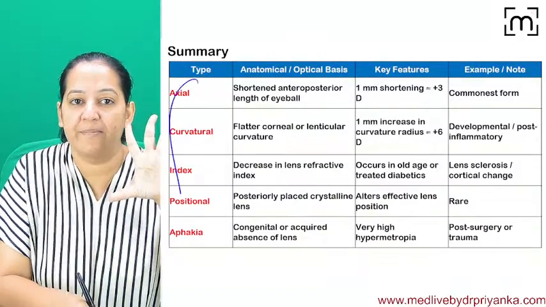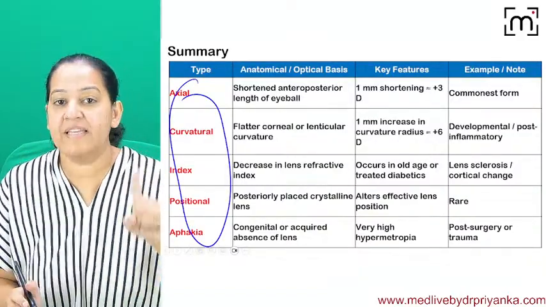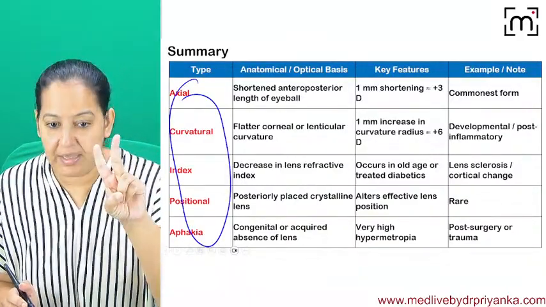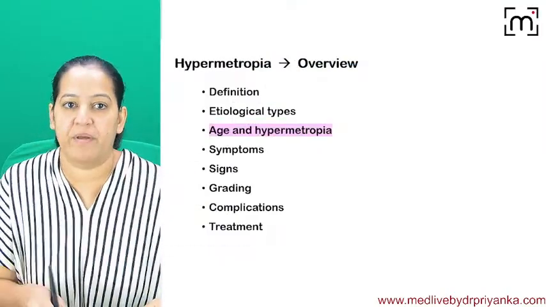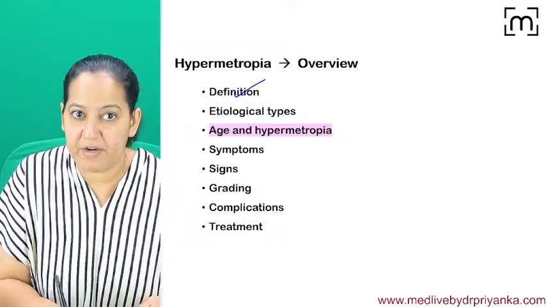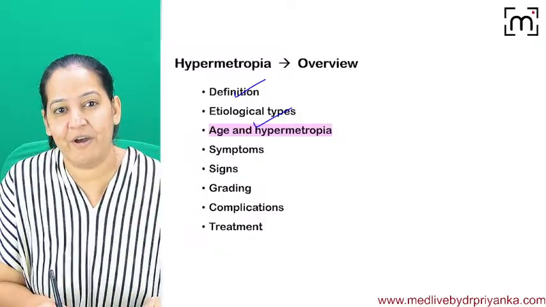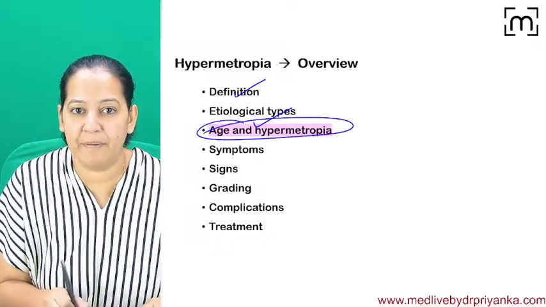The 5 types of hypermetropia. What are the 5 types? Axial, curvatural, index, positional, aphakia. So we are done with the definition of hypermetropia and the 5 etiological types of hypermetropia. Now, what is the relation between age and hypermetropia?